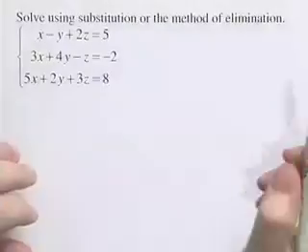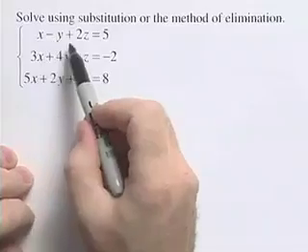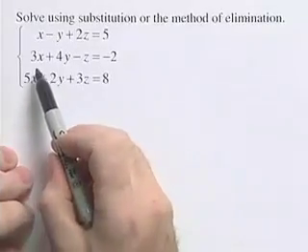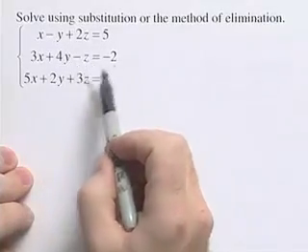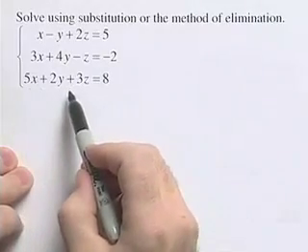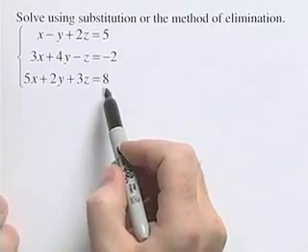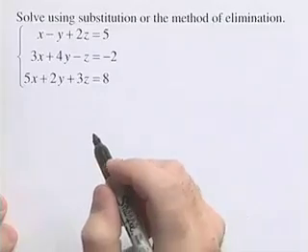For this problem, we're going to solve a system of linear equations in three variables using substitution or elimination. We have the system x minus y plus 2z equals 5, 3x plus 4y minus z equals negative 2, 5x plus 2y plus 3z equals 8. I'm going to solve this using the method of elimination.